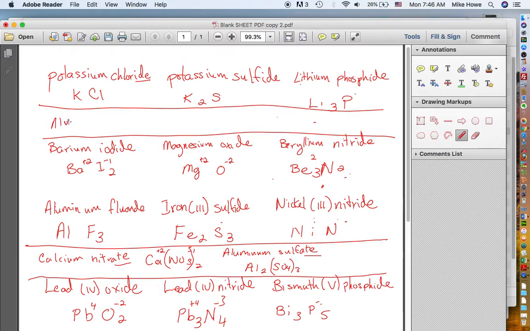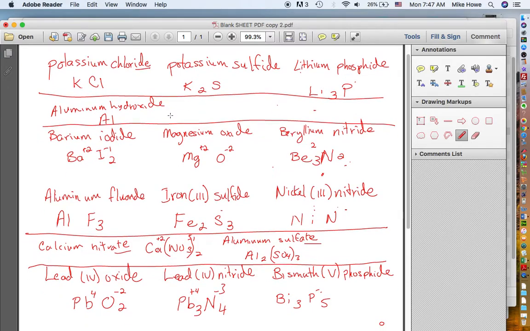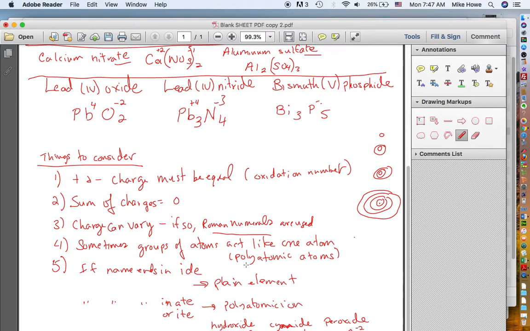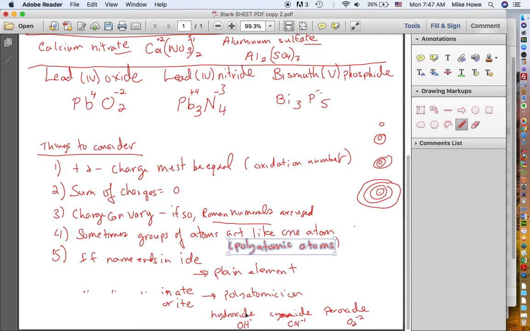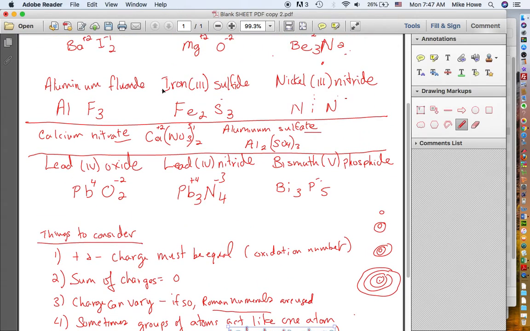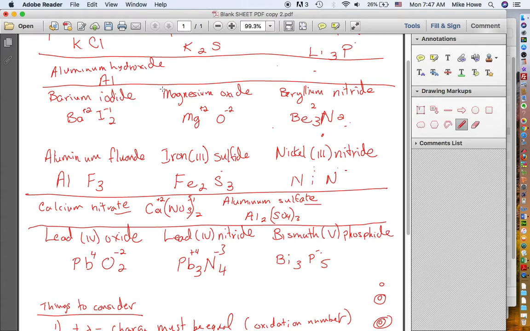All right, so here's one, aluminum. I'm just making these up, of course, although these compounds do exist. So aluminum hydroxide. Okay, so you know it's aluminum. And then you see the IDE ending and you think, oh, it's a plain element. But remember, there are 3 polyatomic ions that end in IDE, and one of those is hydroxide. So it's OH with a -1 charge. So what we would do is write down OH. It has a -1 overall.